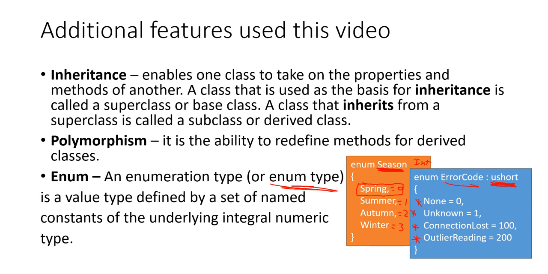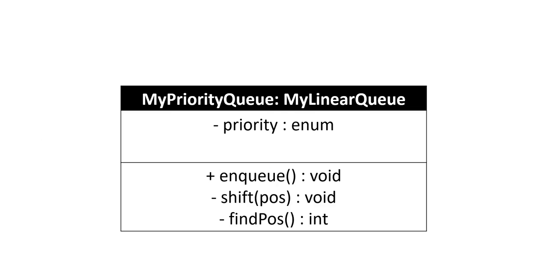So in terms of error codes in this example, you can give different numbers depending on what error identification we've got here. And we don't have to remember these numbers because we can just use the name of it. So it's extremely useful. Hopefully we'll see that. So our new class then. Our new class is going to be my priority queue.